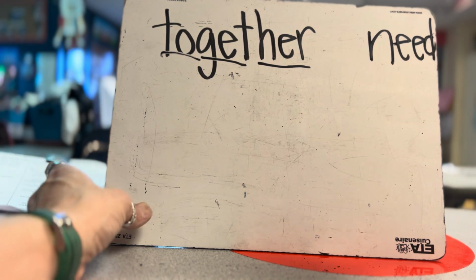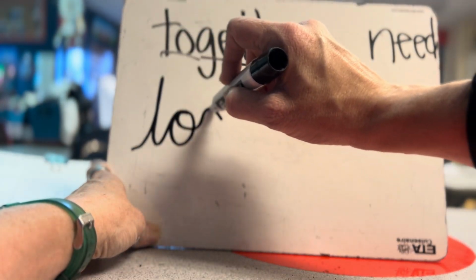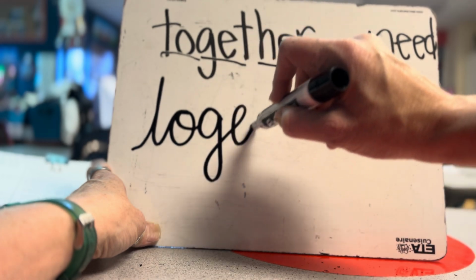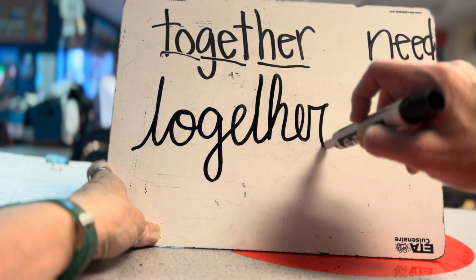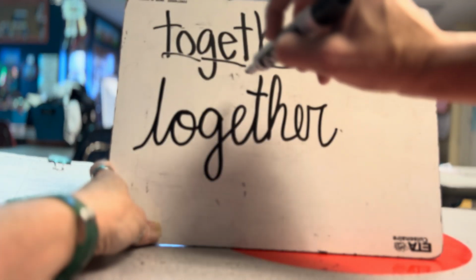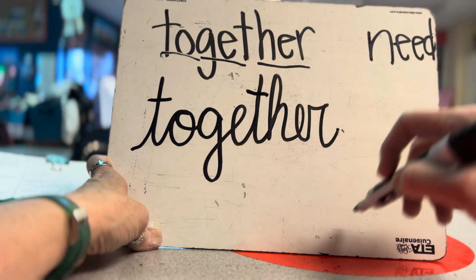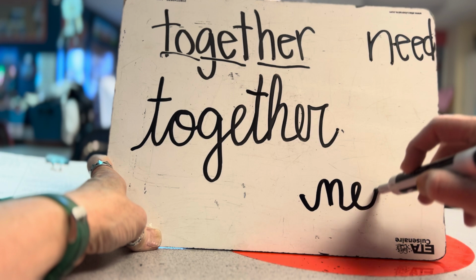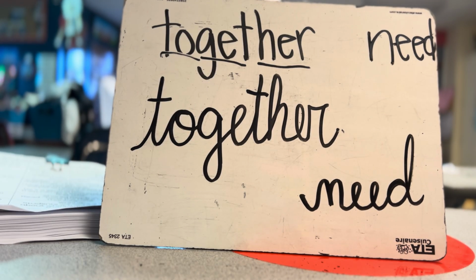All right, so let's do it in cursive. T-O-G-E-T-H-E-R. See how I did all that without picking up my marker? Now I'm going to go cross the T's. And then need is N-E-E-D. That one's pretty easy.